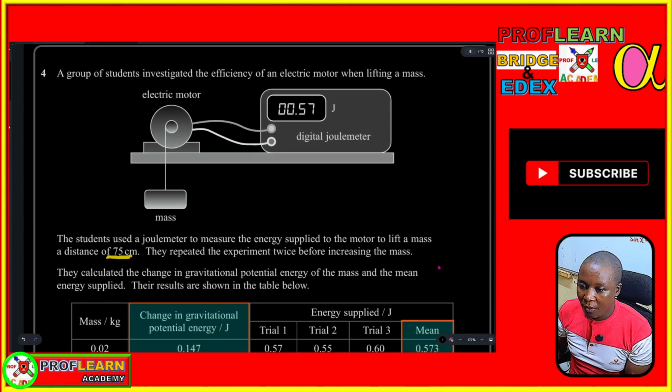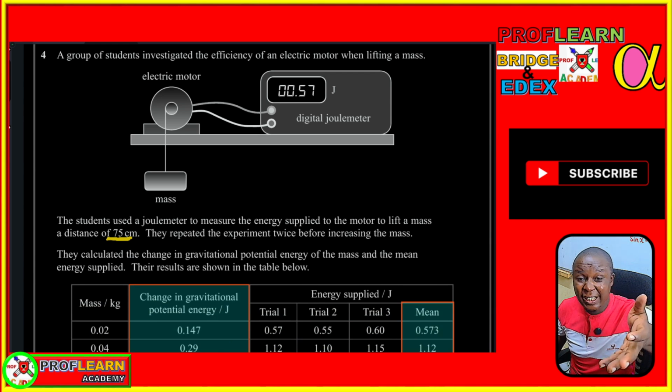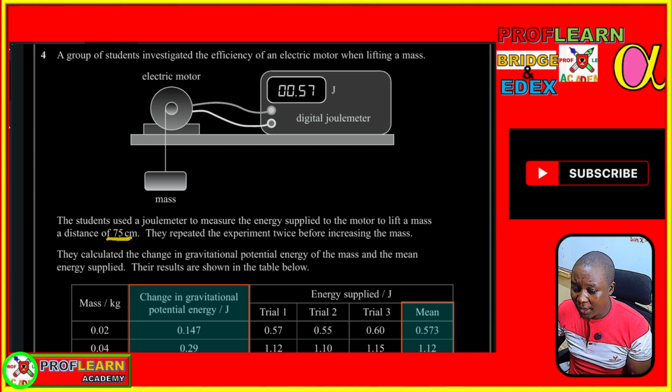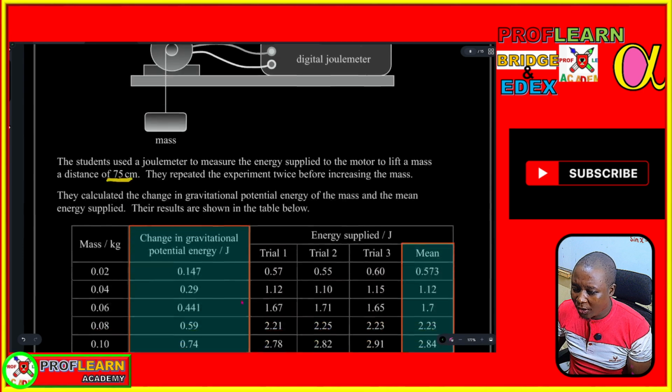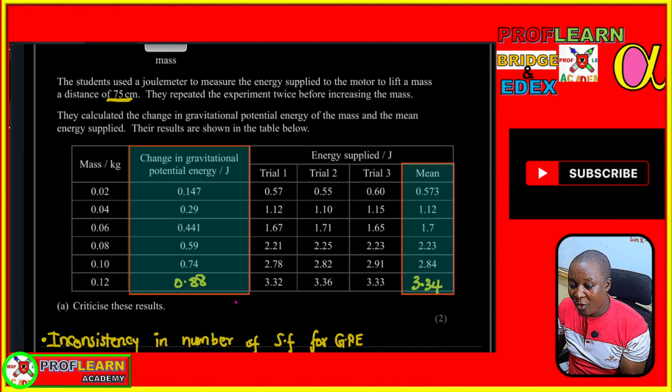Question number 4 is a question that is going to enable us to know how you criticize the data that has been collected. In order to criticize the data in the table, you are going to look at the consistency of the number of decimal places recorded and the number of significant figures. We are also going to check whether the interval between one measurement and the other is uniform, so that you can observe the trend, what's happening.